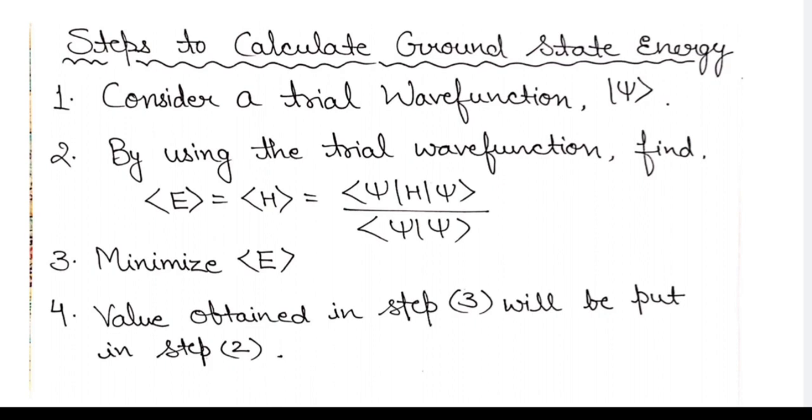After that, put it back in step 2. Clear? Whatever expression or answer you got in step number 2, you just need to put that variational parameter value in step number 2 and you will get your final answer. But sometimes just by solving till step 2, you will get the answer which will match with the options, because sometimes they give the options in such a way that the variational parameter will be present there.